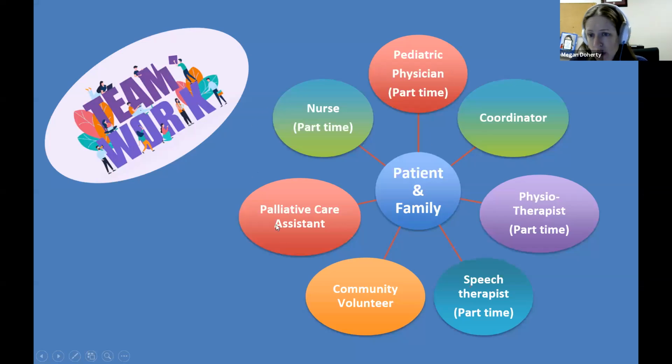And it's really about teamwork. All these people can be involved and can help the child and their family. We each have a different role depending on what our skill set is, what our specialty is. We have physicians, we have the coordinators who help us organize and make sure we see the patients on the right day, keep track of many things. We have physiotherapists, we have speech therapists potentially, community volunteers, palliative care assistants, which are a special type of CHW or community health workers who can be trained up to care for patients at home, and nurses. And some of these we've put the word part-time because they can have this role in addition to having other roles in the hospital or clinic or wherever they work.